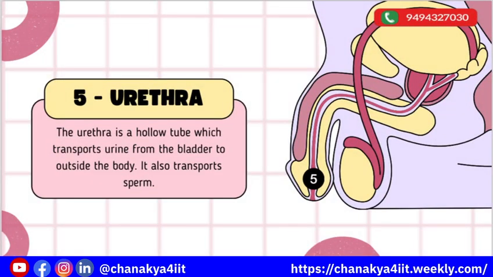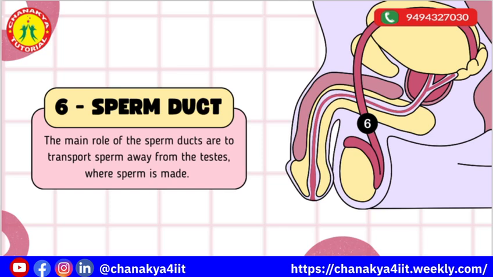5. Urethra. The urethra is a hollow tube which transports urine from the bladder to outside the body. It also transports sperm. 6. Sperm duct. The main role of the sperm ducts is to transport sperm away from the testes, where sperm is made.